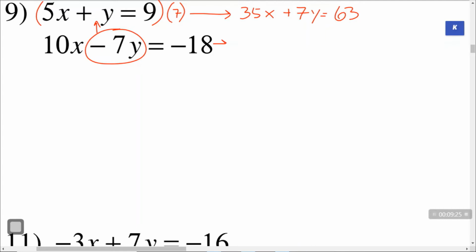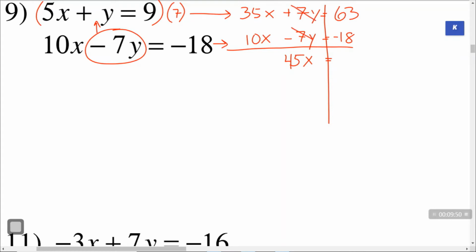Well, now the bottom I don't have to change because it's 10x and negative 7y, which is great, equals negative 18. And I can just line up my equal signs here. All right, and I can go ahead and put them together, give me 45x, because 35x plus 10x gives me 45x. My y's are going to eliminate here. And then I can do 63 minus 18, and 63 minus 18 is 45. And I divide by 45 on both sides.